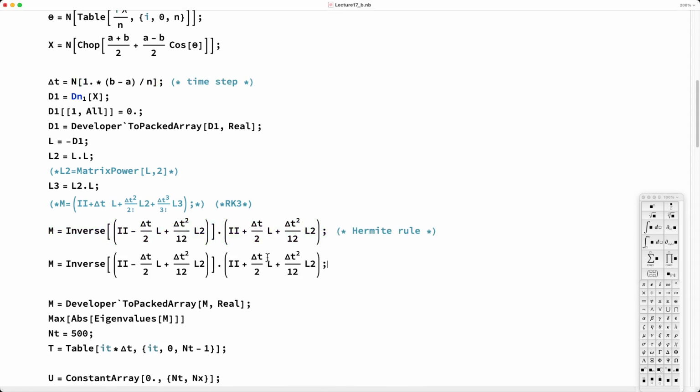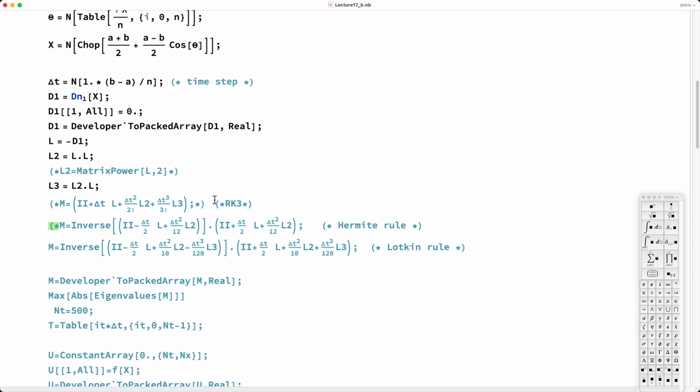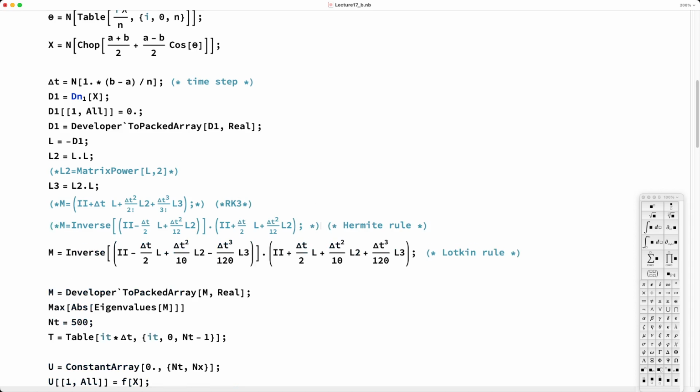So let's change that to 10. Let's change that to 10. And then we're gonna need the term delta t cubed over 120, and we need L3 here. And we need the same term here, but I think it's with a minus. If you watch the numerical integration video, you may remember that this is the Lobatto rule. So let's comment that out. And again, this formula is time symmetric.